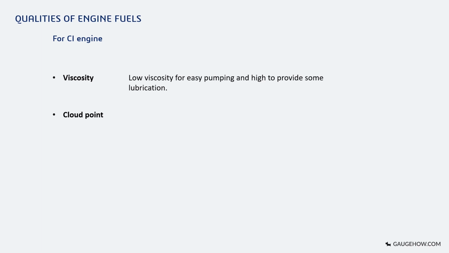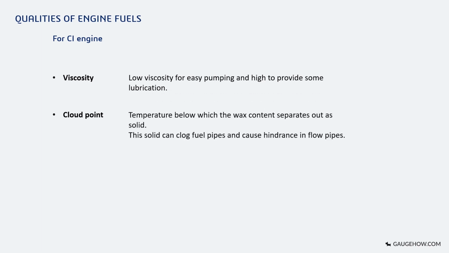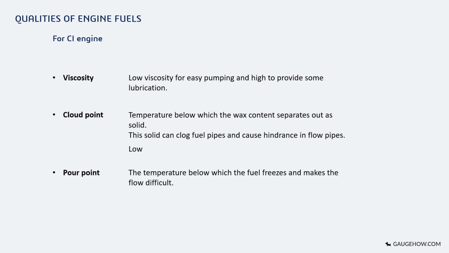Cloud point. Cloud point is the temperature below which the wax content separates out as solid. This solid can clog fuel pipes and cause hindrance in flow in pipes. So this should be low. Pour point. It is the temperature below which the fuel freezes and makes the flow difficult. This should be low as well.